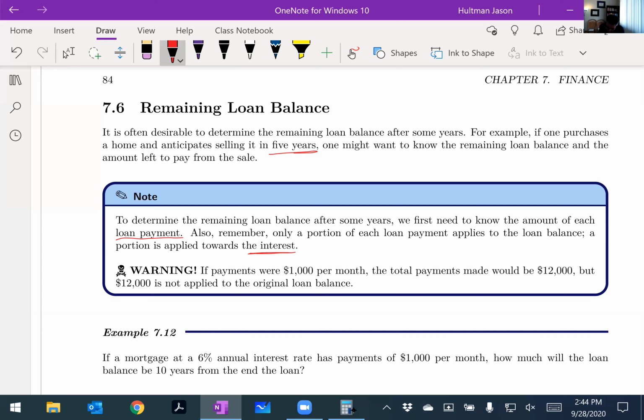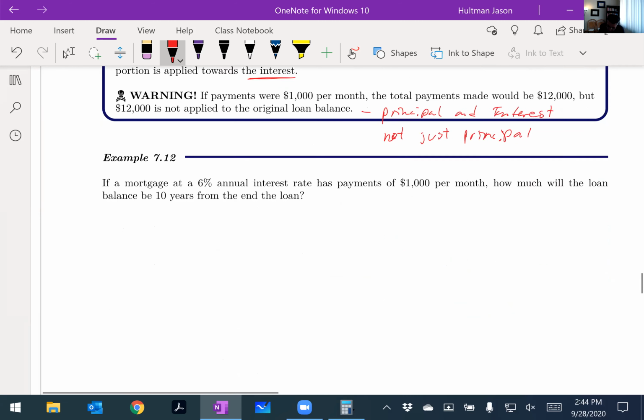Warning, if payments were $1,000 per month, the total payments would be $12,000, but $12,000 is not applied to the original loan balance. It's applied to principal and interest, not just principal. Okay. The good news is that we can use the same formula we've been using in order to calculate this.